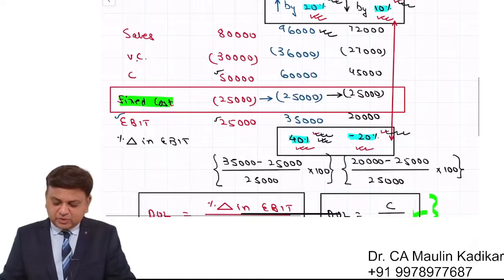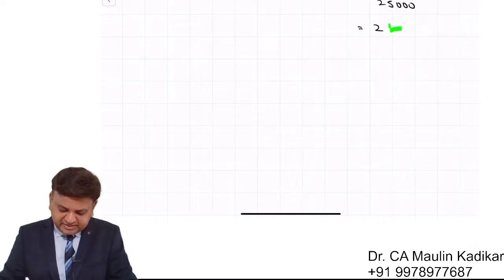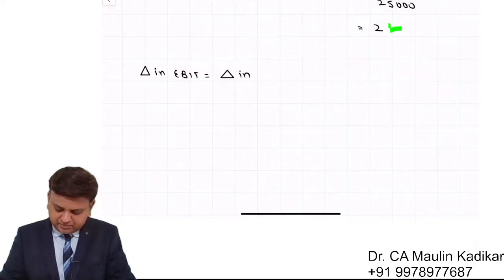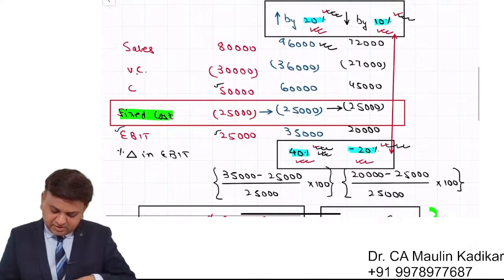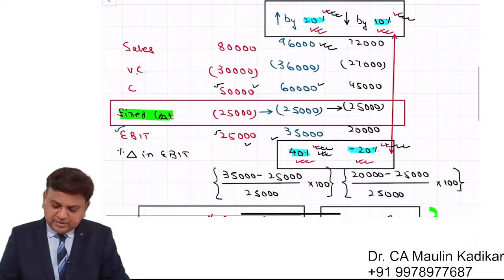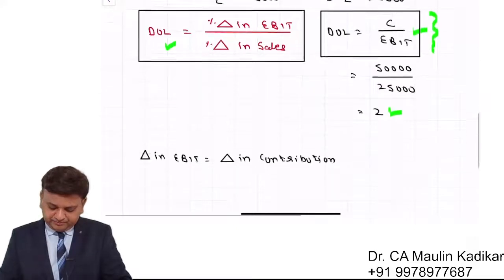Okay. Dear students, we can say something like this. Understand carefully. We can say that the change in EBIT is equal to change in contribution. Try to understand it like this. EBIT changes from 25 to 35. What is the change? 10,000. It is equal to change in the contribution from 50,000 to 60,000. So change in EBIT is equal to change in contribution.